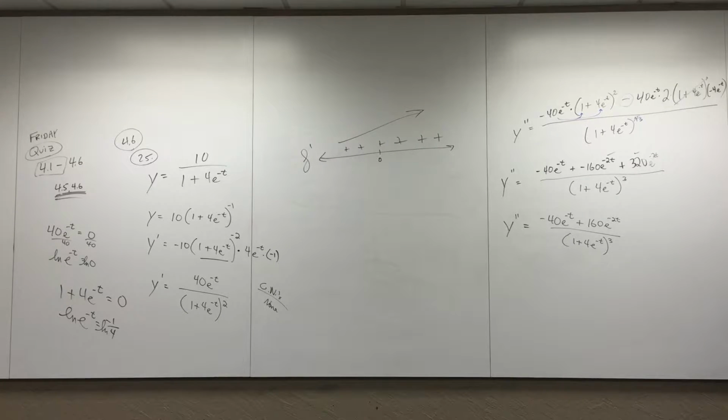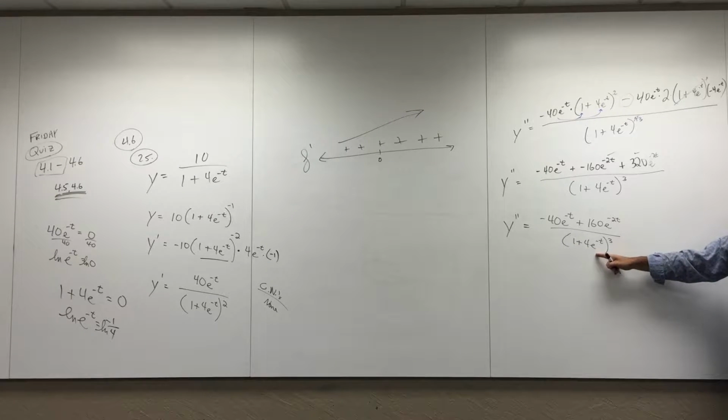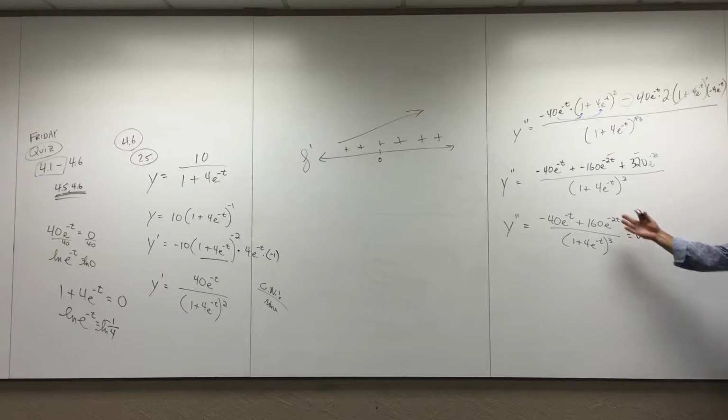Now what? Oh, I'm looking for inflection points. Gotta remember what you're doing. Looking for inflection points. So when does it equal 0? I could say when is it undefined, but we already looked at this denominator. This denominator never equals 0. So it's really about when this equals 0, which is really about the numerator equaling 0.